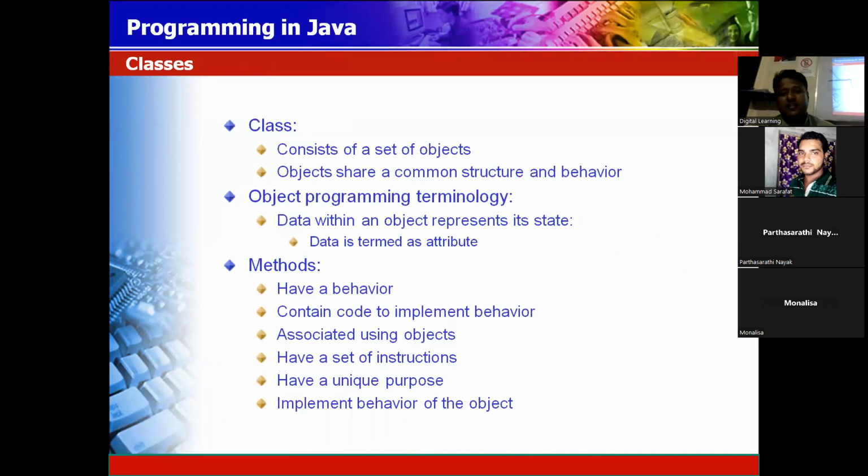Now coming to the class. The set of objects, the combination of similar type of objects, share the common structure and functionality. That means it is a common structure and behavior that is present. It consists of objects which share the common structure and functionality. Data within an object represents state. Data is termed as attribute.